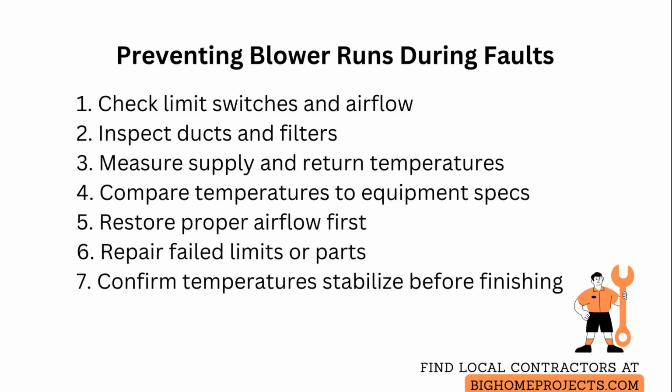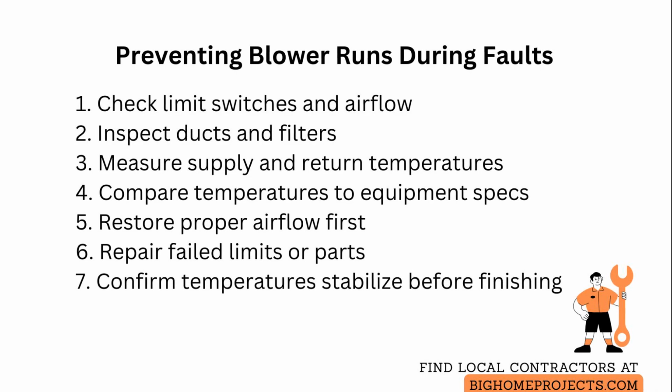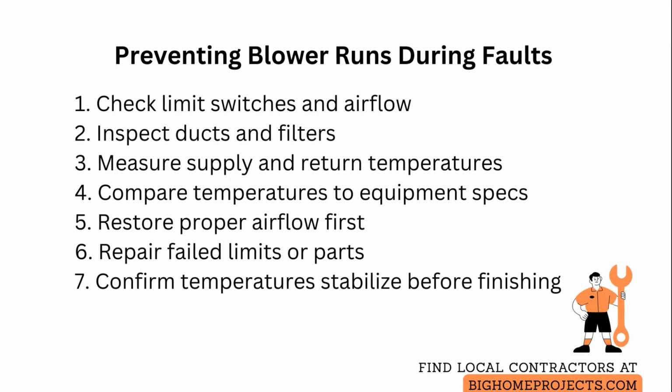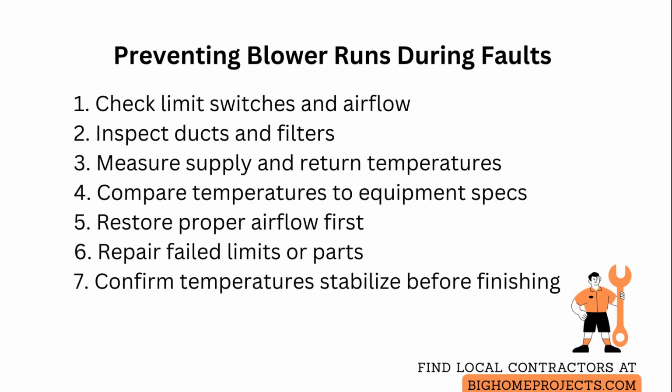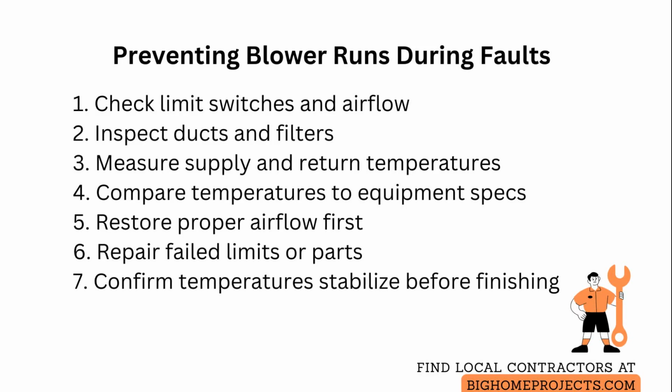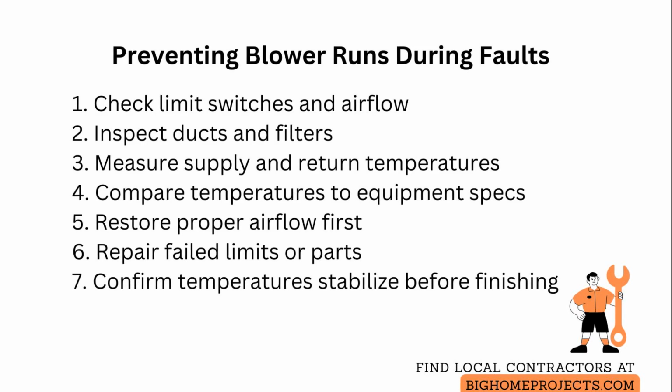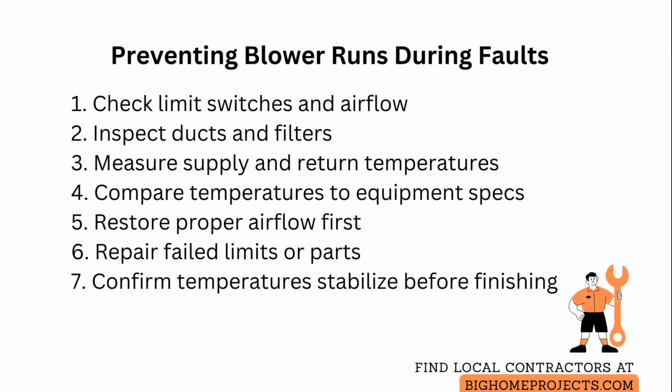To troubleshoot, start by checking the limit switches and duct or filter restrictions because the board is responding to sensed overheating or poor ventilation. Measure supply and return air temperatures with a thermometer and compare to the equipment specifications to see if the system is actually overheating. Once you restore proper airflow and correct any blocked vents or failed limits, the blower should stop running and the control board will return to normal sequence.